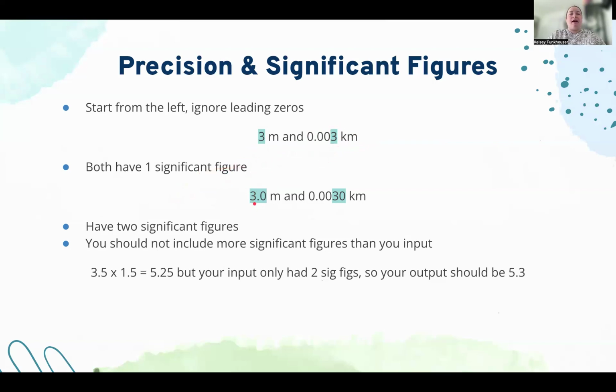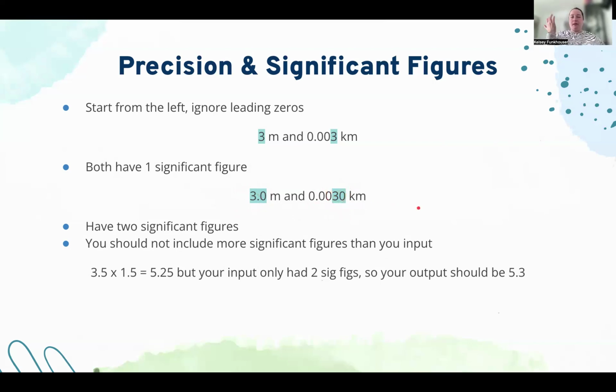In this example, we have 3.0 meters. So that gives us 2 significant figures. There's no leading zeros, but then the following zero tells us that we are sure that it is more precise than just 3. And then this is what it would look like if we listed it in kilometers. Again, ignoring those leading zeros, 3, 0, 2 significant figures.